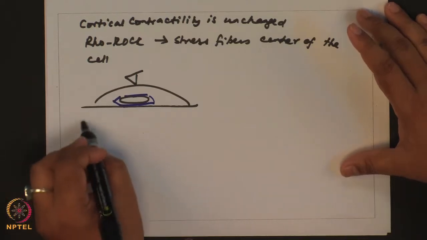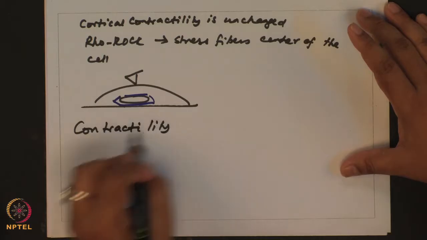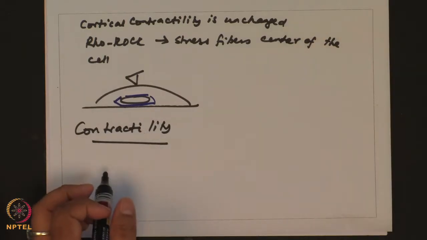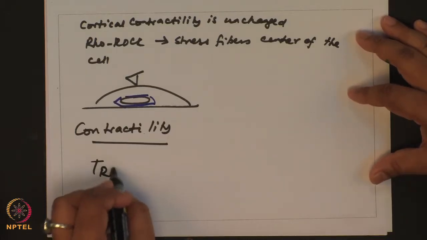So there has to be a different way of probing contractility independent of measuring stiffness. And one of the most well established ways of probing contractility is traction force microscopy.